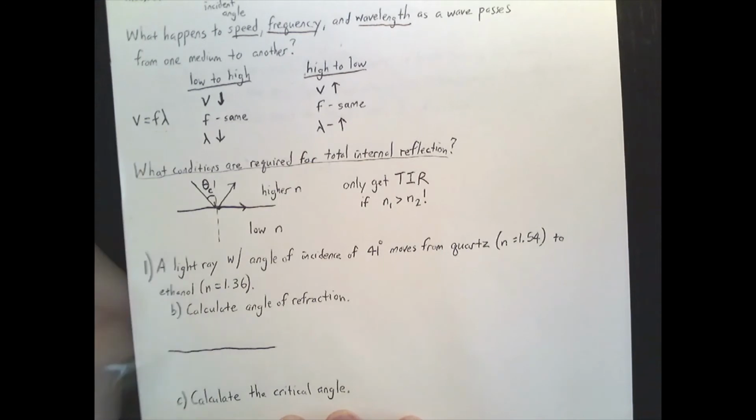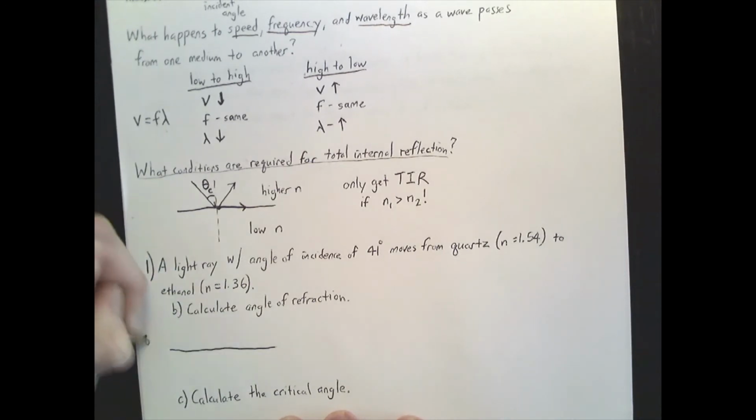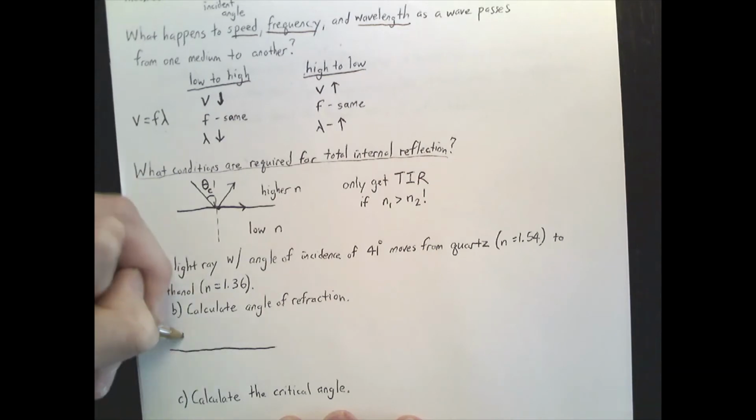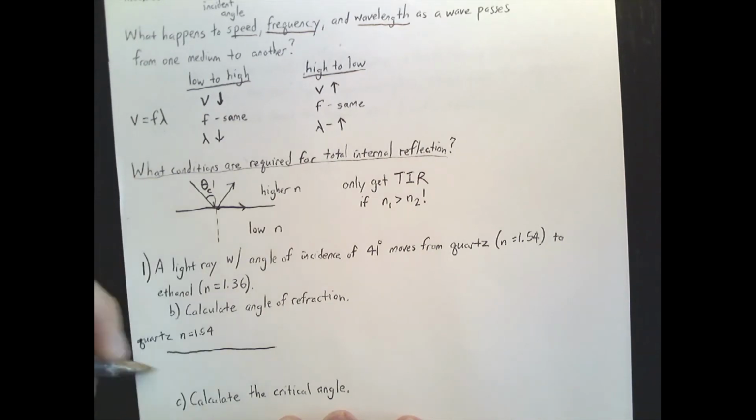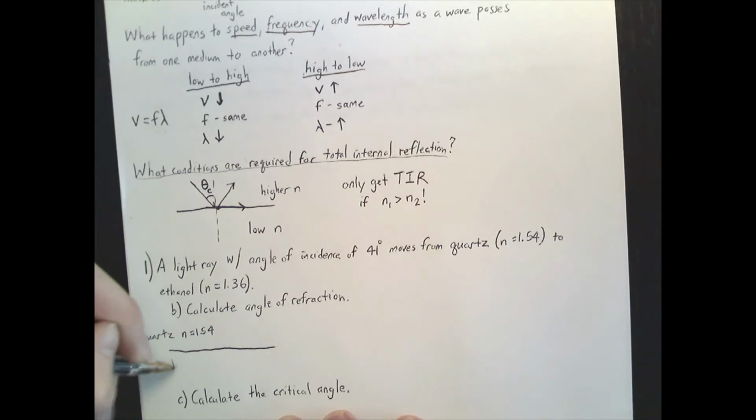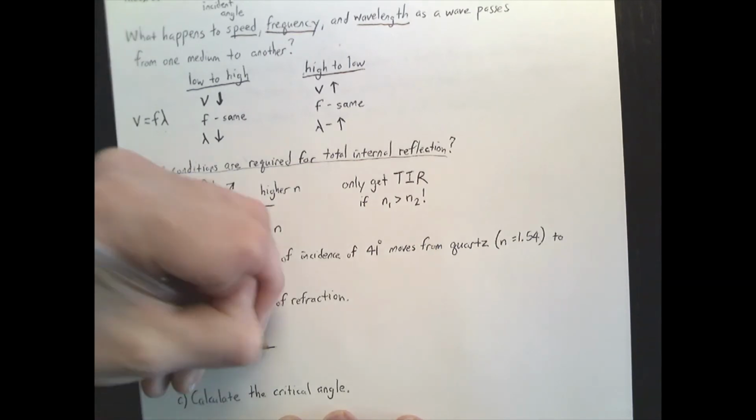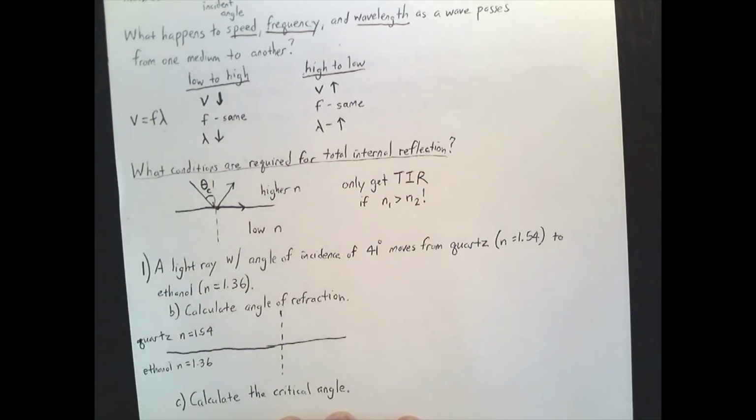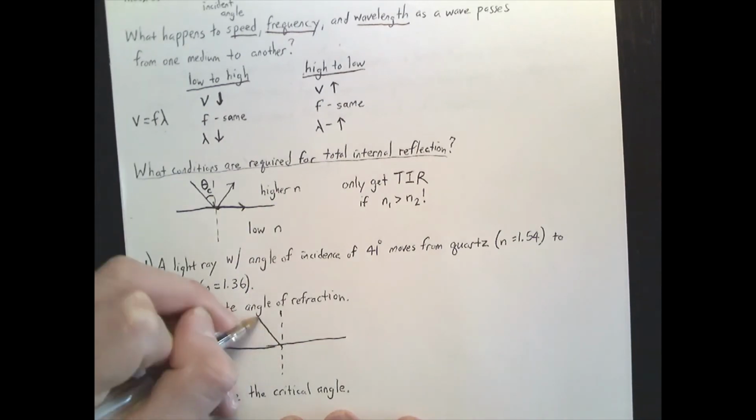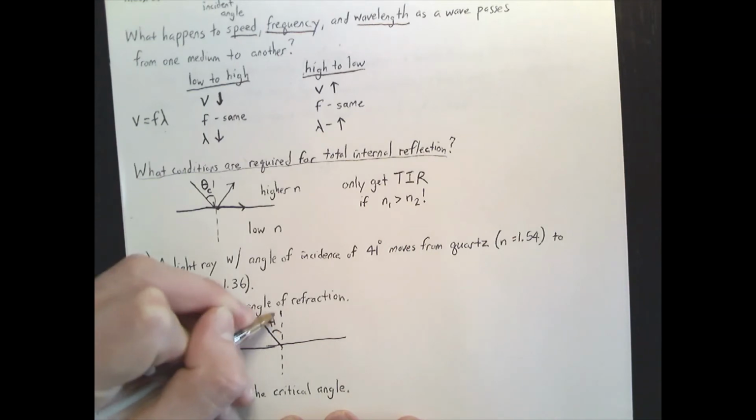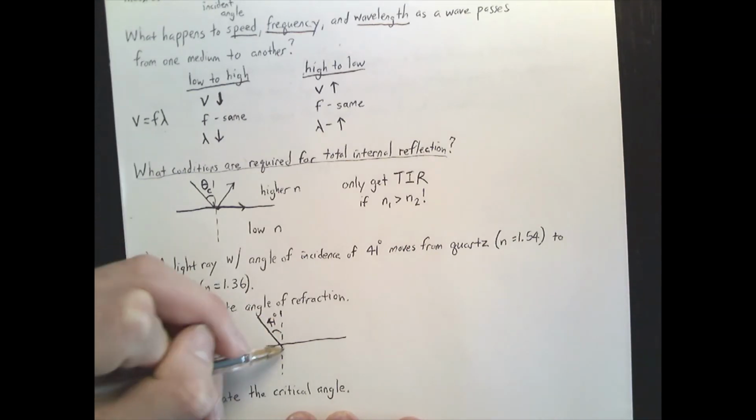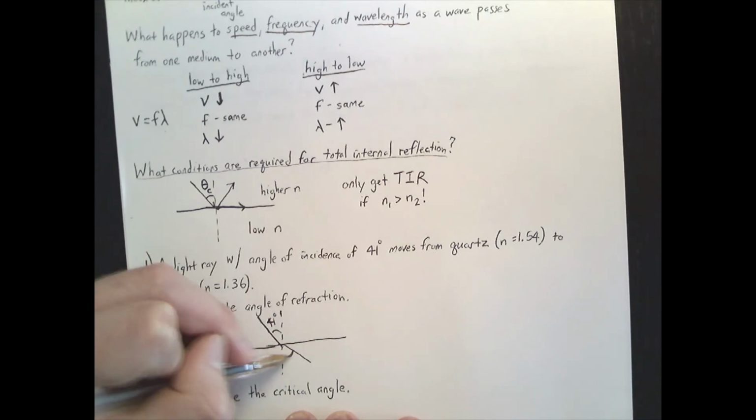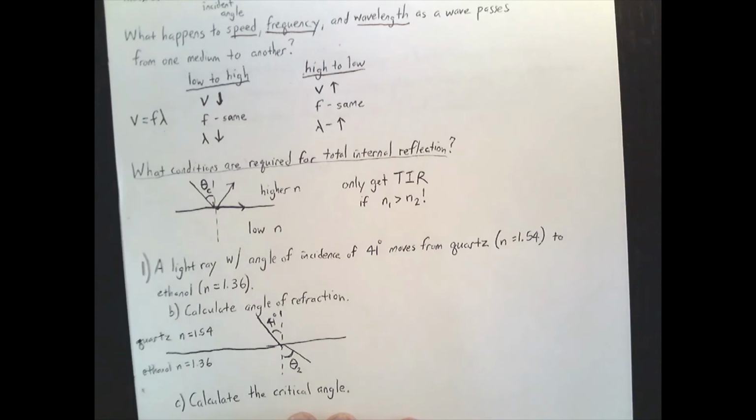So here's our picture. We have our surfaces. The top represents quartz, and we can signify that with N equals 1.54. And the bottom is our ethanol, which has N equals 1.36. We always draw a normal line perpendicular to the interface so that we have a way to reference our angles. And our light is going to come in at an angle of 41 degrees. And we want to know what angle we end up refracting at. What is the angle of refraction?